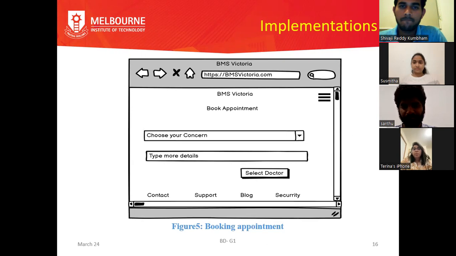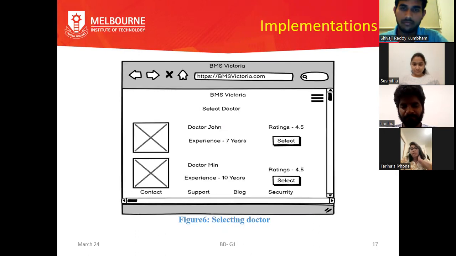And this is how the booking appointment page looks. Here we can see one drop down option where we can choose our concern, like what issue we are having, and we can provide more description of our issue as well. Then we need to click on the select doctor option. Then the doctor details will appear in the next page. Just go to the next slide.